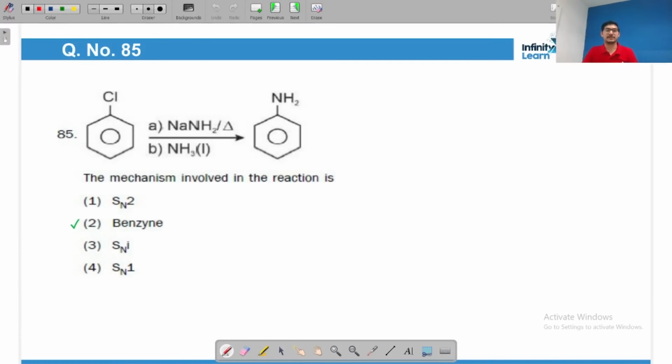So this is a special reaction. It occurs through the formation of benzyne. And how do we know that? There is no electron withdrawing group on the halogen compound. The nucleophile is a strong base, right? And this is a nucleophilic substitution. So either it is SNAr or it is benzyne mechanism. Here, because there is no electron withdrawing group, it will go via benzyne mechanism.